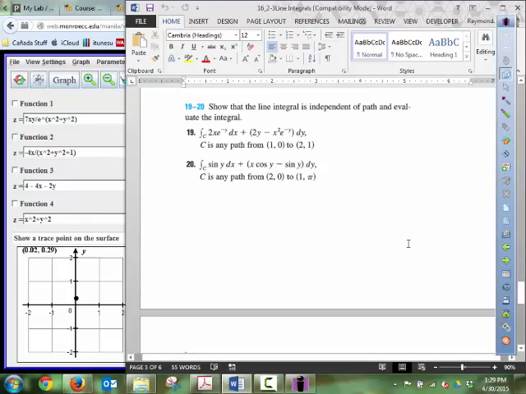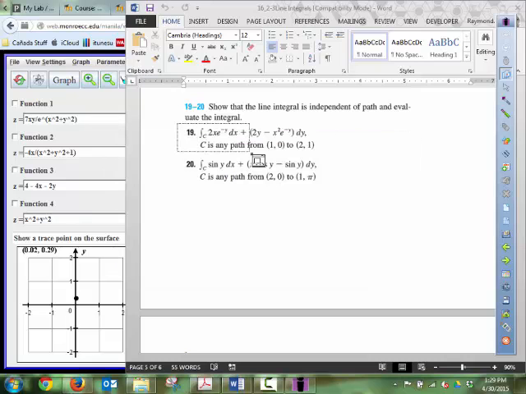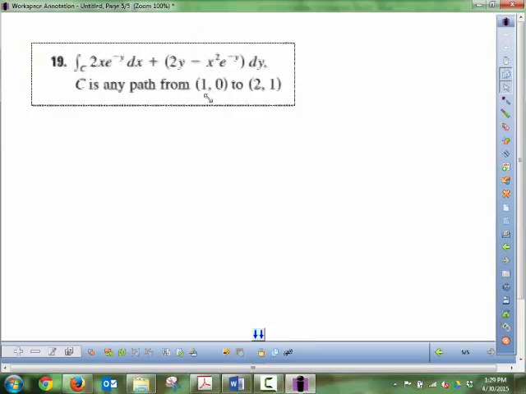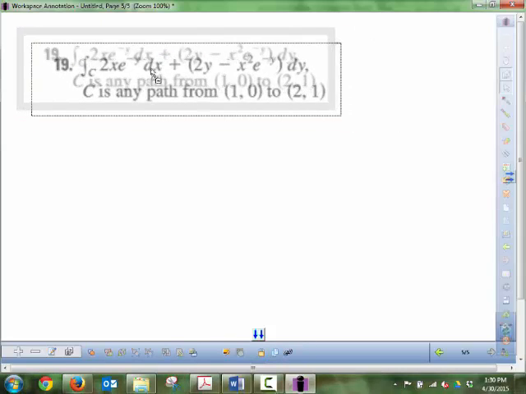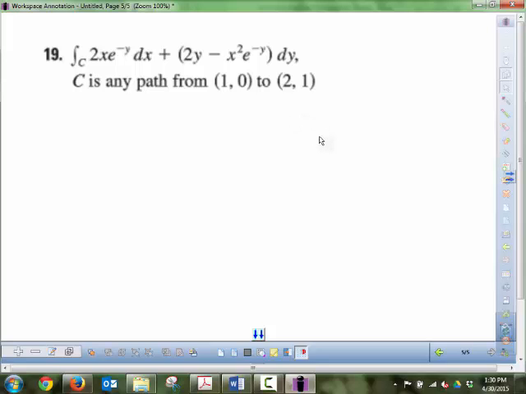Let's do another example. Any path. What? What's that mean? This is the prompt. Yeah, I know. That's what the prompt says.